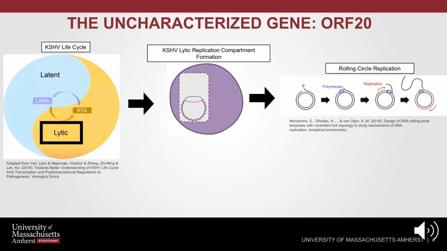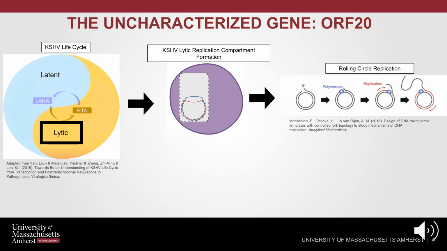The KSHV life cycle consists of two phases, the latent and the lytic phases. The latent phase occurs when the virus is dormant in the cell, so it's trying to remain undiscovered by the host immune system. The lytic phase is a productive phase, so when viral genes begin to be replicated, virions are produced, and it begins infecting other cells.